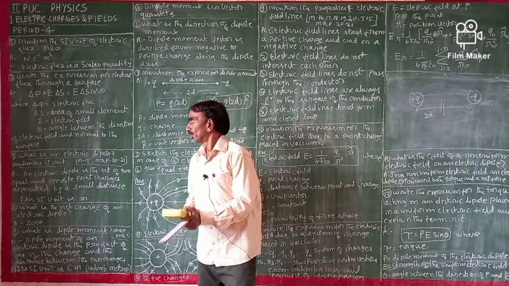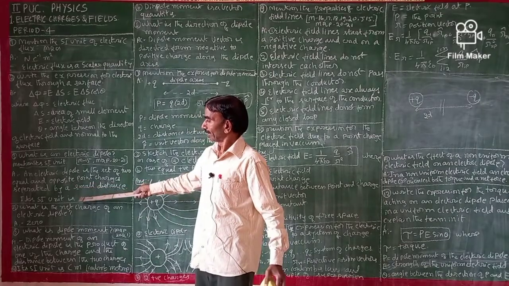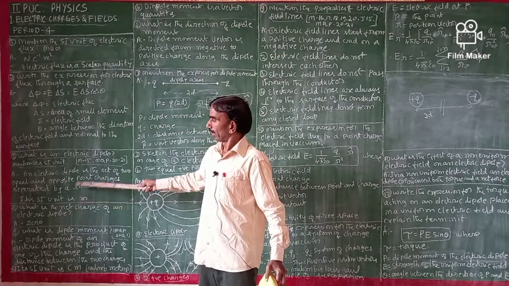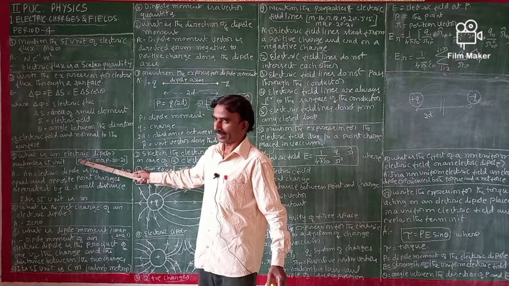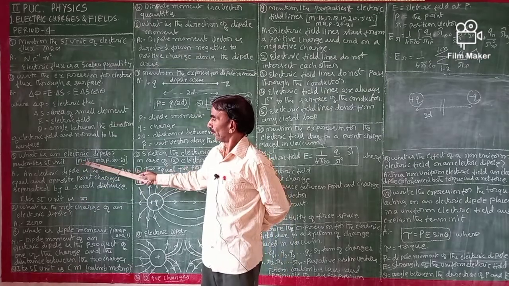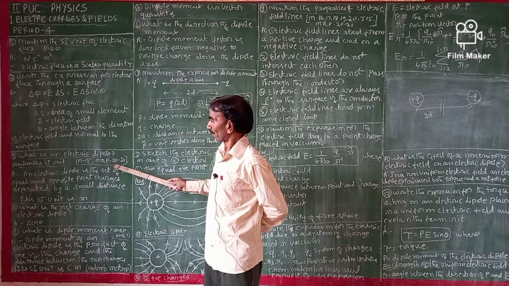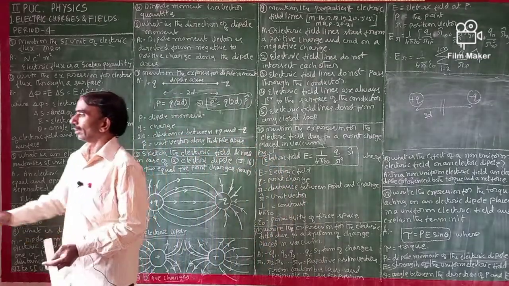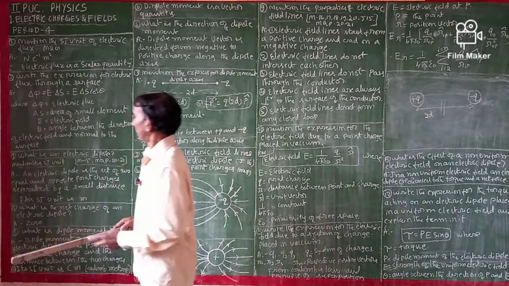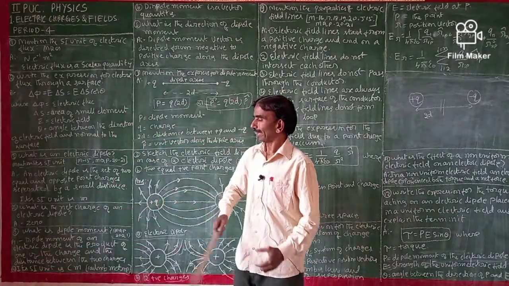So that is, and its SI unit is meter. The SI unit of dipole is meter. It is very important, and it came in March 15th and the model question paper 2021. So you have to write it here. Take a.